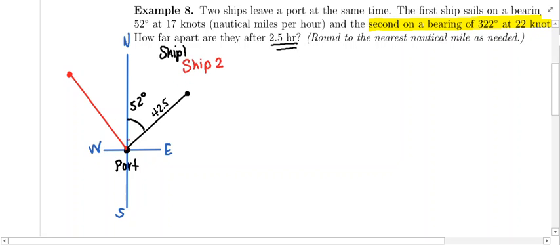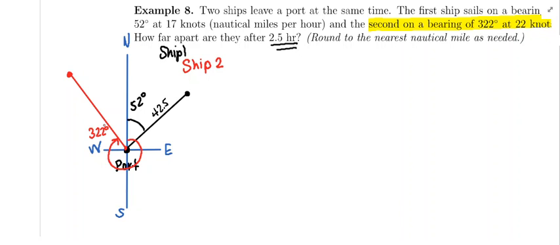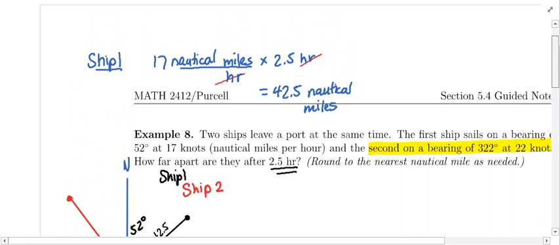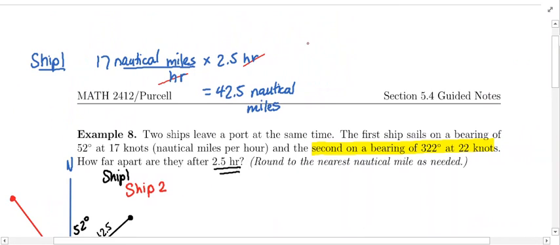We know the bearing is 322 degrees, meaning if you start aligned with due north and you rotate around 322 degrees, you will end up on this red line segment. So I have marked off the angle 322 degrees. We can figure out the length of the red line segment. We can do that up here just like we did for ship number 1. For ship number 2, we know it's traveling 22 nautical miles per hour.